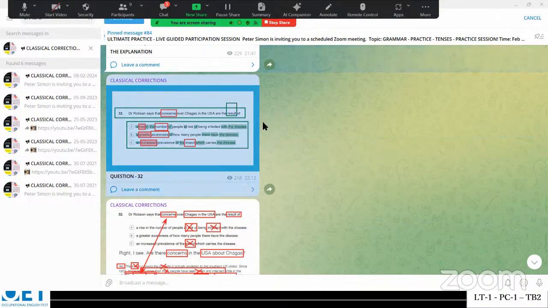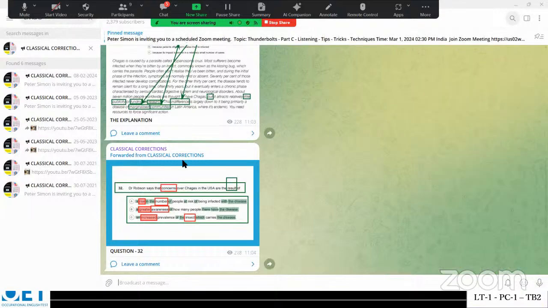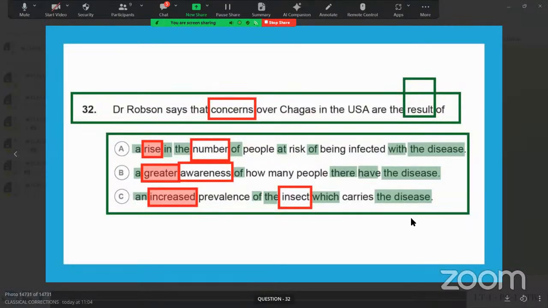Then this is the next question, which we have done just now. Result concerns result: a rise in the number, greater awareness, increased prevalence of insect. So rise, greater, increased, all are the same. This is number, this is awareness, and this is risk, insight.